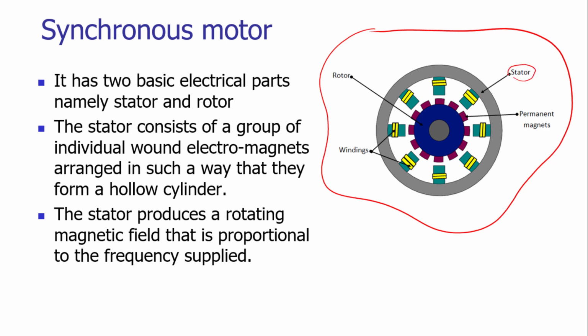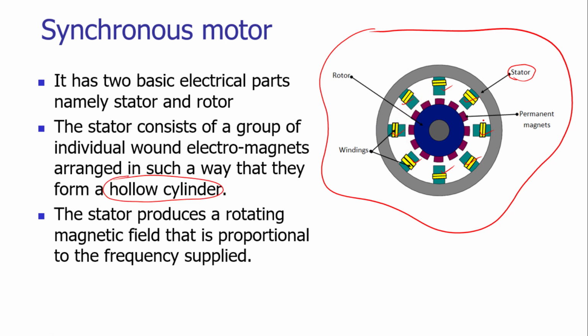The stator of the motor comprises a group of individually wound electromagnets. So there are many electromagnets which have coils. They are arranged in such a way that they form a cylinder. If you look at it, a multiple number of electromagnets are arranged such that they are forming a cylinder.